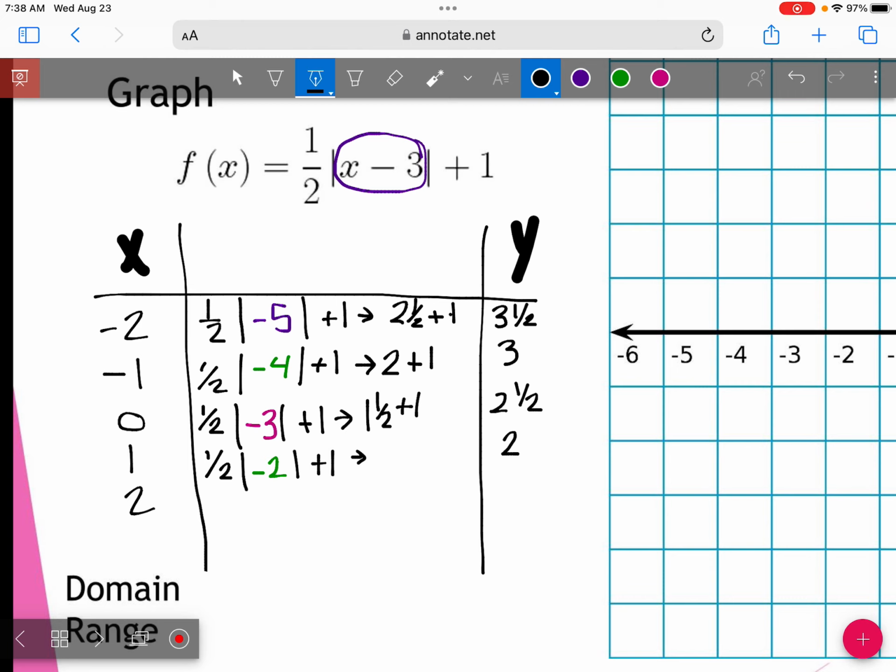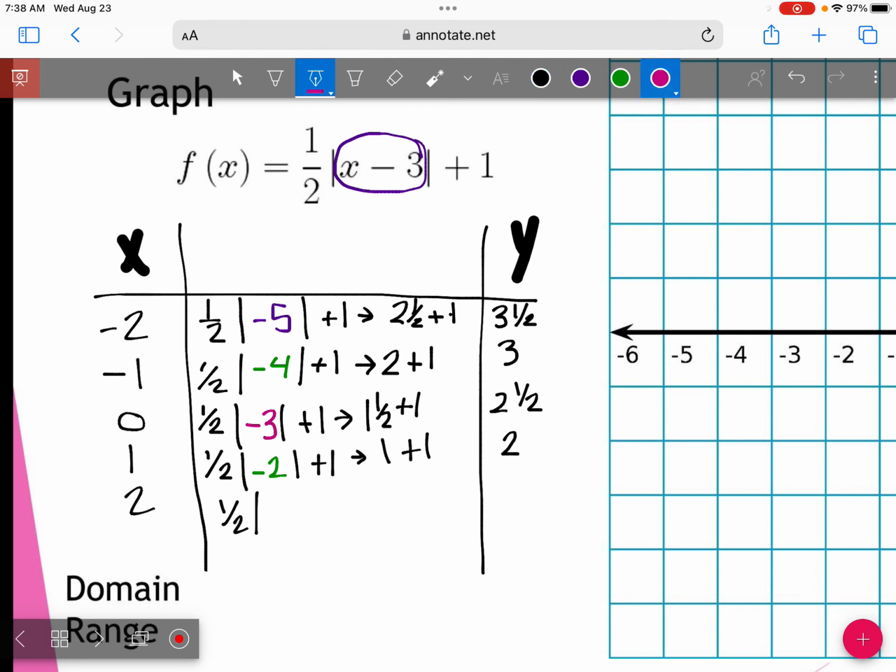Absolute value of negative 2 is 2. 2 times 1/2 is 1. 1 plus 1 is 2. So we're going to keep on going. Let's finish this guy out here.